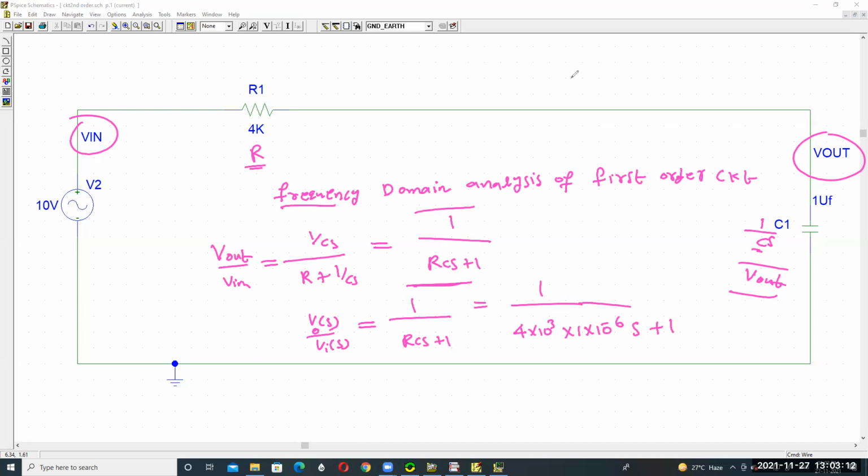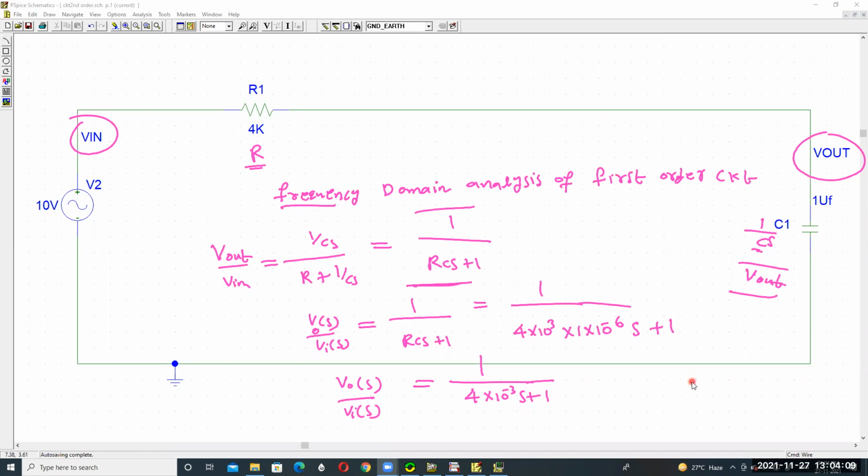So this is the expression for V naught of S by Vi of S. So 1 by 4 into 10 to the power of 3 into 1 into 10 to the power of minus 6 S plus 1. Then V naught of S by Vi of S is equal to 1 by 4 into 10 to the power of minus 3 into S plus 1.